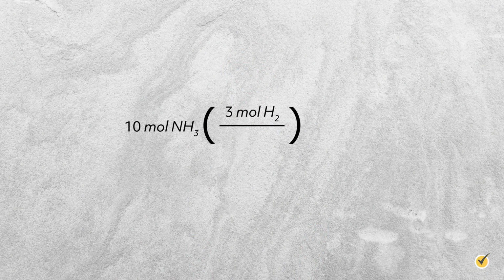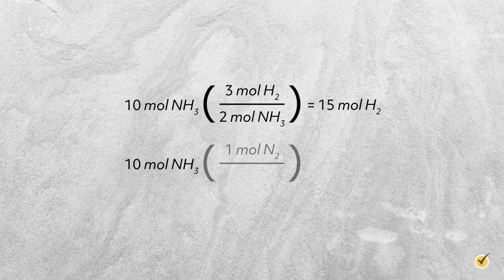With our mole ratios, this is a simple problem. Let's work out the hydrogen first. 10 moles of ammonia times 3 moles of hydrogen gas over 2 moles of ammonia equals 15 moles of hydrogen gas. Okay, now let's work out the nitrogen. 10 moles of ammonia times 1 mole of nitrogen gas over 2 moles of ammonia equals 5 moles of nitrogen gas. So, to make 10 moles of ammonia, we need 15 moles of hydrogen and 5 moles of nitrogen.